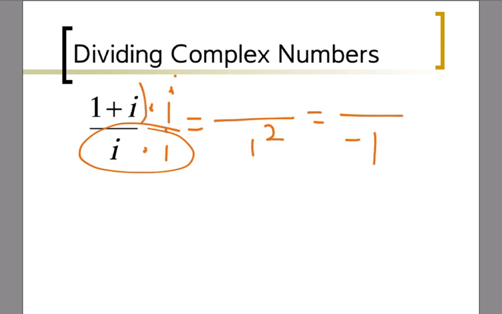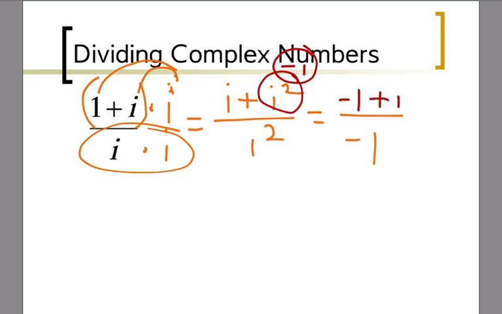Then on the top I need to put parentheses and distribute, and this should turn into i, because 1 times i is i, and then plus i squared. And that turns into a negative 1. So I should rewrite it so that the real part comes first, negative 1 plus i. Okay? So this was almost the answer.